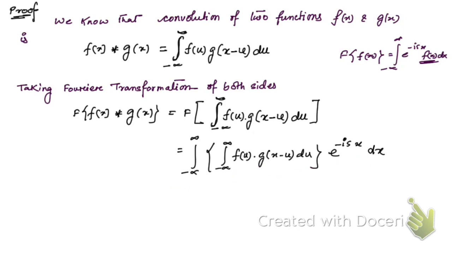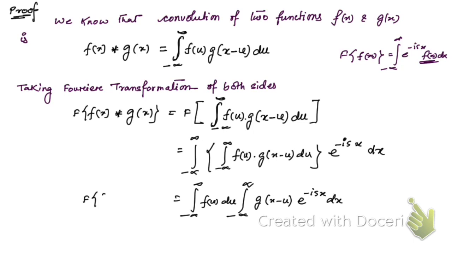So now what we can do here is write the integration of f(u) du, then the integration from minus infinity to plus infinity of g(x minus u) times e to the minus i s x dx. This is the Fourier transformation of the convolution of these two functions. And let me go to the new slide.